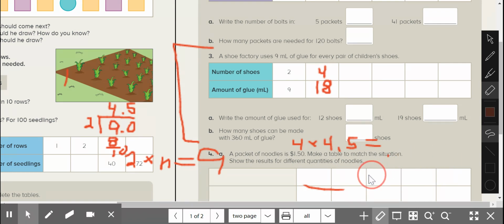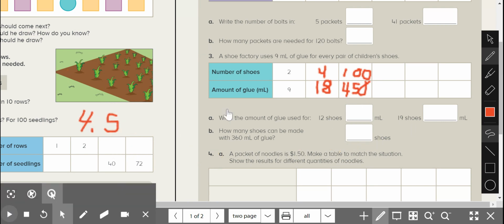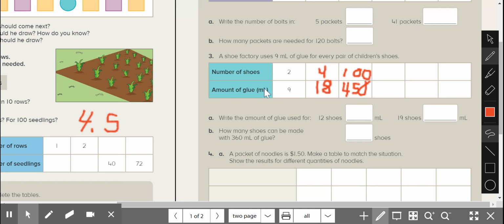Okay, now that we've done that, we can get a start. We can put any old number we want in here. Let's say we have 100 shoes. Then we need to take 100 shoes times 4.5. 4.5 times 100 gives us 450. Now that we've established that rate, 1 shoe for 4.5, or 4 and 5 tenths milliliters of glue, we can plug in these other amounts.